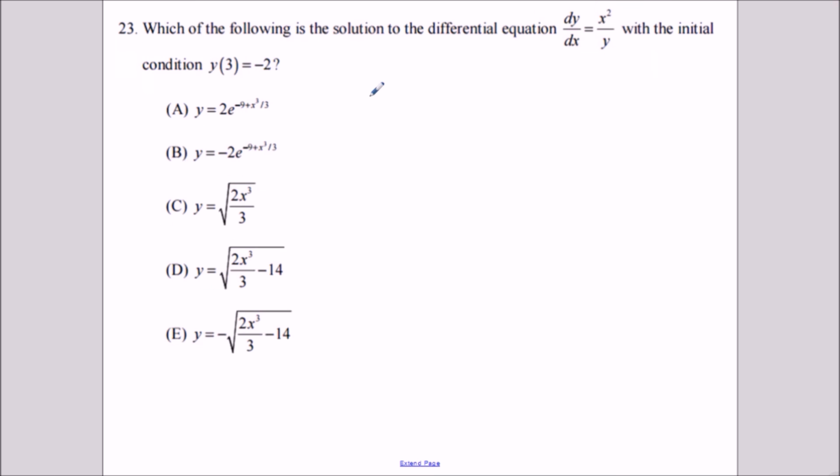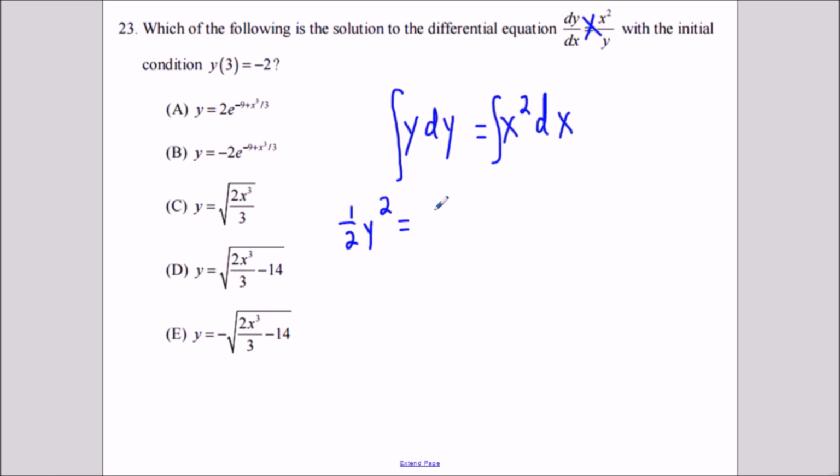Okay, for this question here, we have a separable differential equation with an initial condition. So the first thing we could do is cross multiply to get the y term with the dy and to get the x squared term with the dx. And now that the variables are separated, we could take the antiderivative of both sides, and we'll have 1/2 y squared equals 1/3 x to the third plus the constant c.